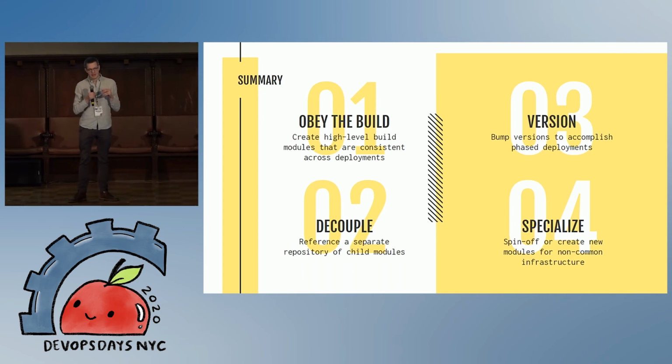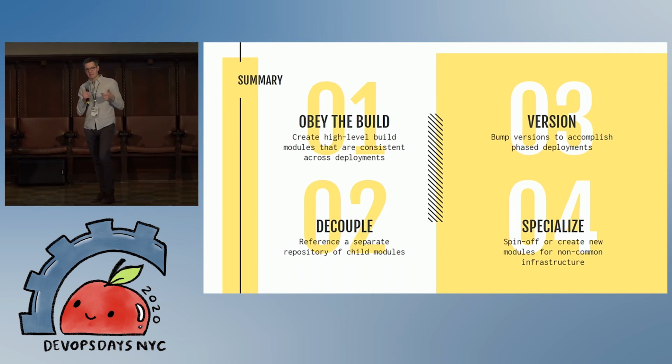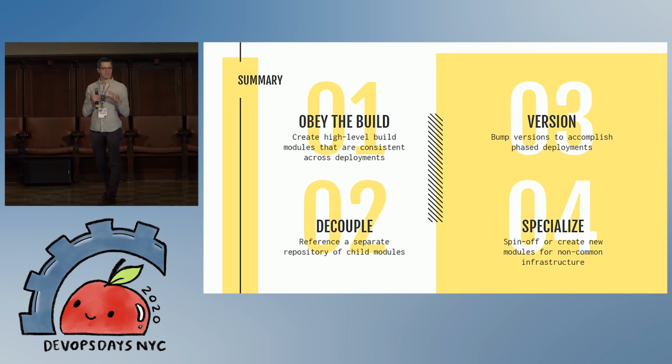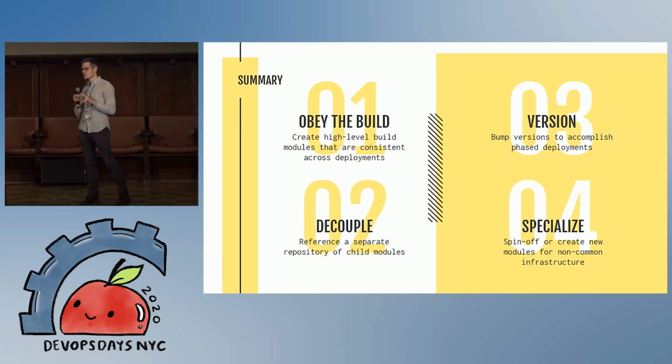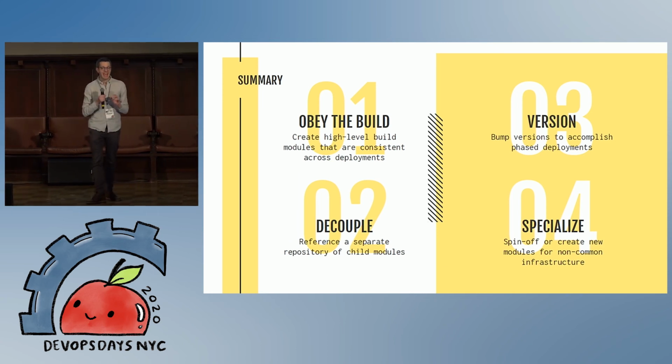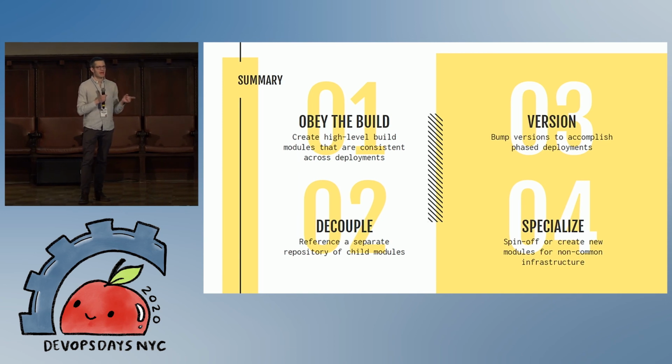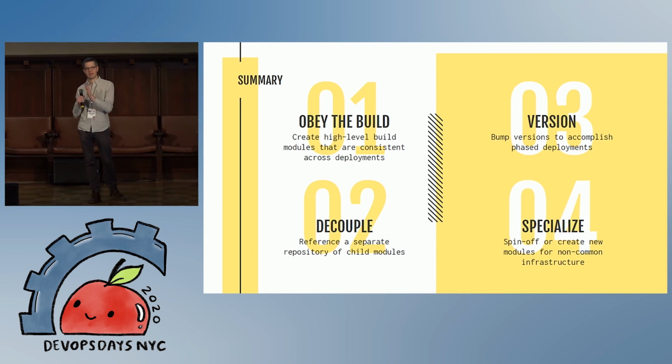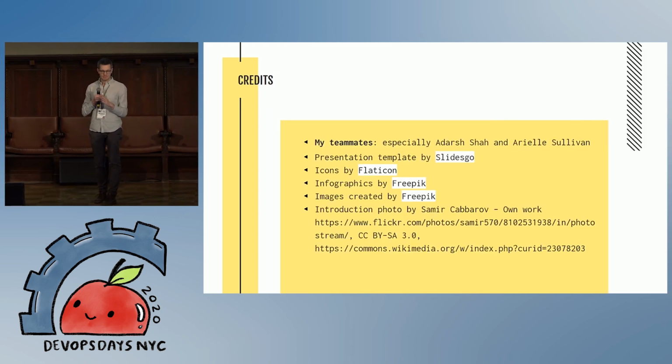So to summarize, obey the build, don't work against it, use that to guide your organization, and keep it consistent across all of your build pipelines. Decouple by placing your child modules off on their own in their own repository, and version them. Make sure that you can reference those versions, and use that to specialize your new deployment contexts that you may not have been able to foresee as of yet.